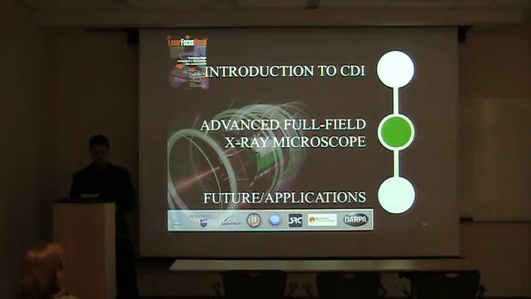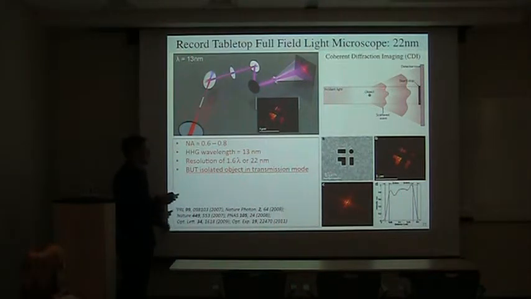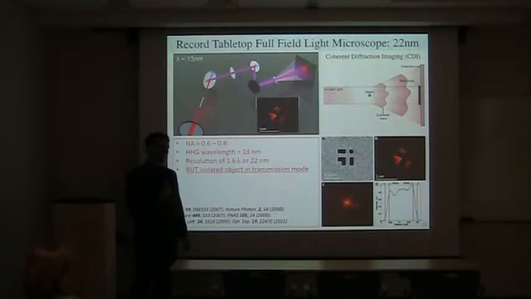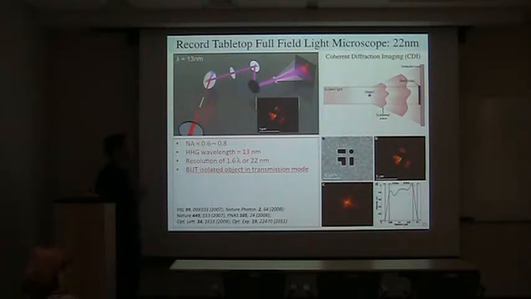Using this concept of an isolated sample, we stuck this sample into our microscope. It looks like this. I'll explain in just a second. This is some holes poked in a gold substrate. We were able to set a world record for 22 nanometer resolution. That's the best resolution that has ever been attained on a tabletop using any light-based microscope. So that was a quite nice achievement. And this is a typical geometric arrangement of our microscope.